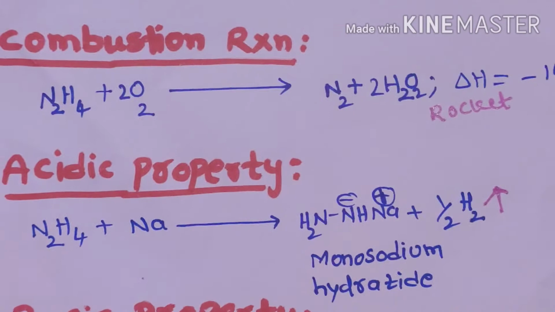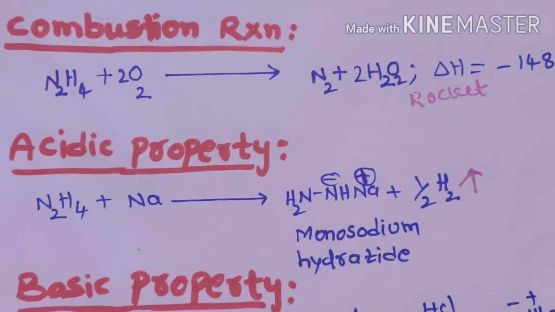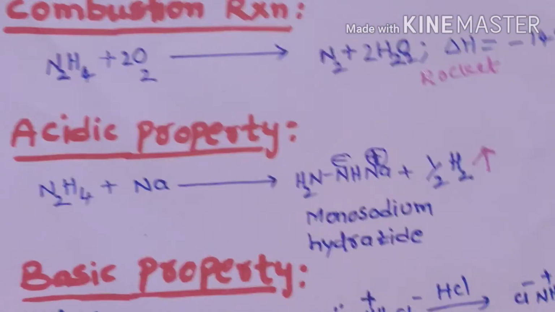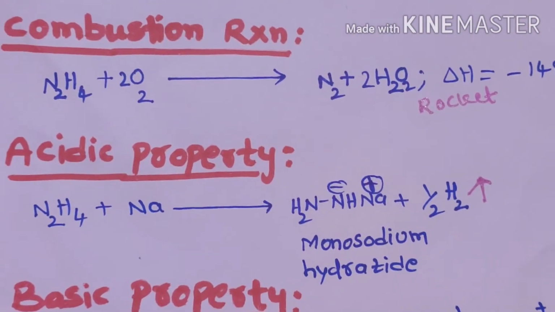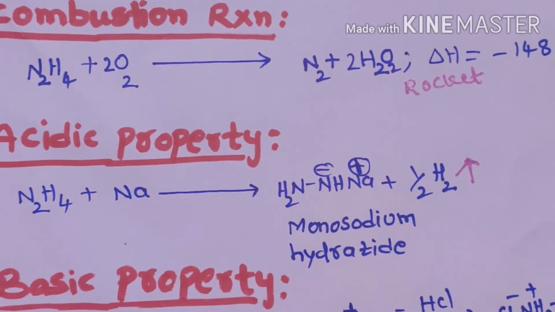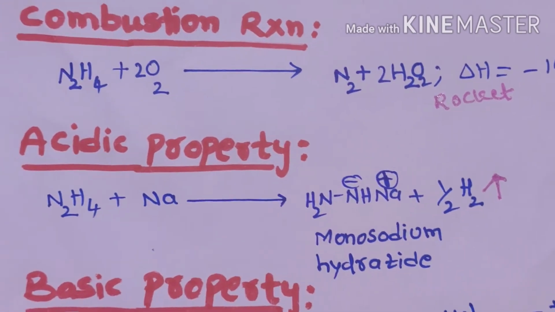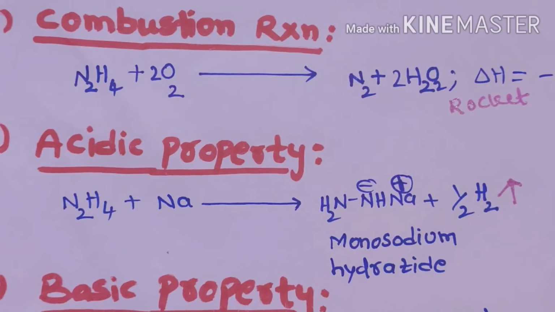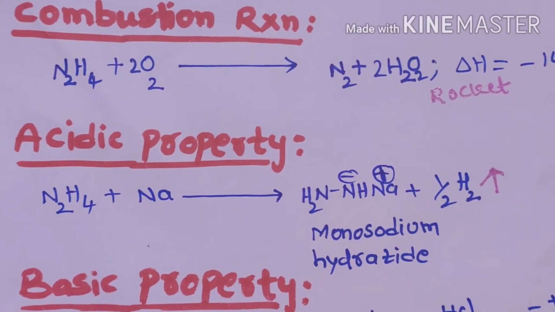Next reaction is the acidic property of hydrazine. So hydrazine reacts with sodium metal and releases hydrogen gas. So any compound that reacts with a metal and releases hydrogen gas is considered as an acid. So we can consider hydrazine also an acid.